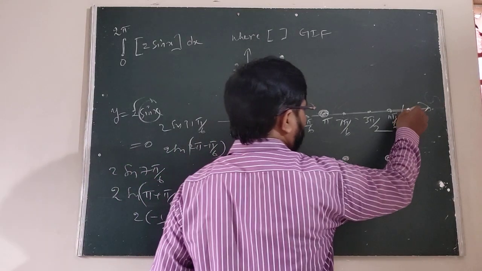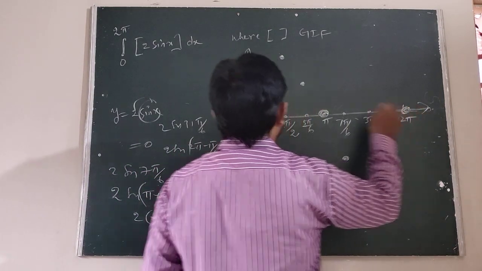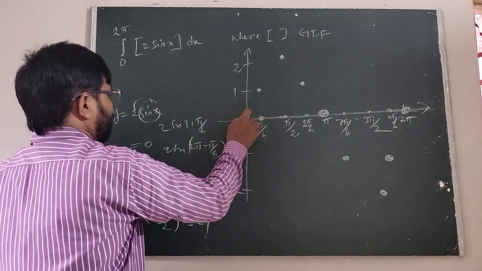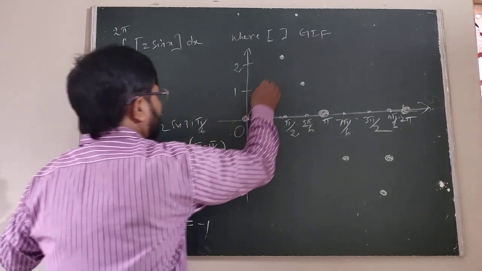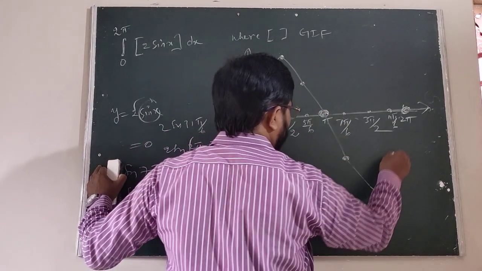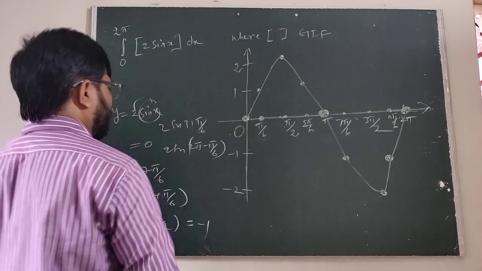This is the graph. How to write this? First you can take sine 0. Put x equal to 0, sine 0 is 0. This is the graph, okay?